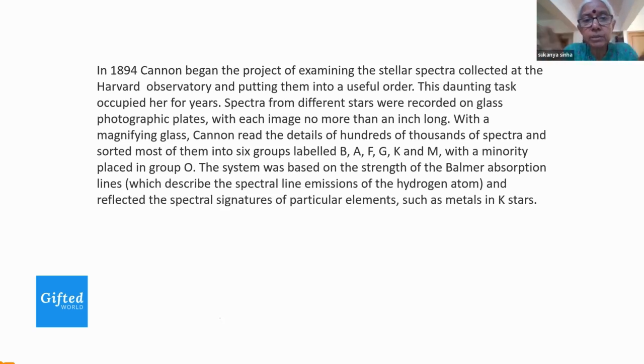I'm not getting into the details. So she looked at thousands of photographic plates and arranged them in some order, classified the spectra. And the composition was also roughly known, that kind of thing. So this is what Cannon did.